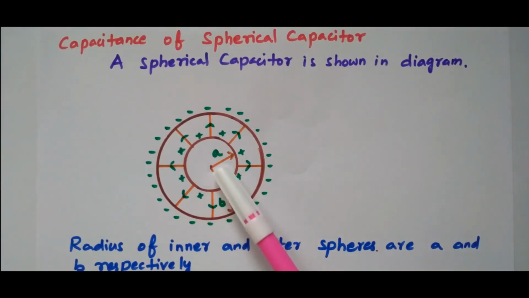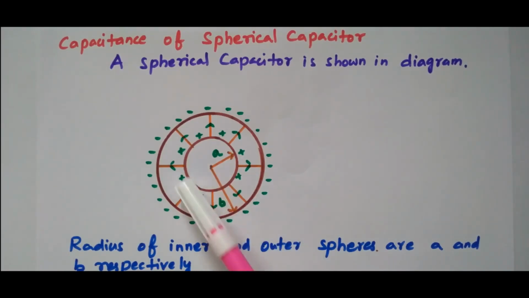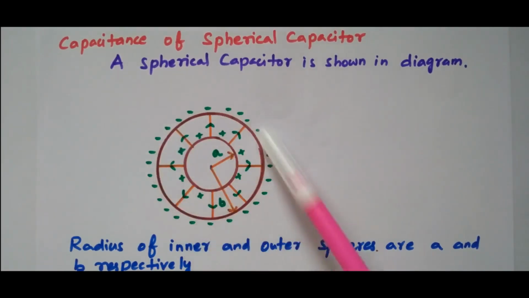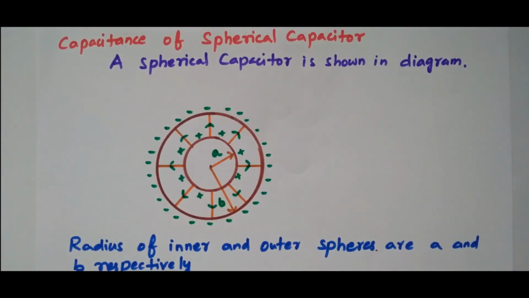The radius of the inner sphere is a meters. The radius of the outer sphere will be b meters, right? The charges are accumulated, positive charges and negative charges. So this inner sphere and outer sphere, with the dielectric in between, act as a capacitor. Now we'll see the expression for the spherical capacitor.